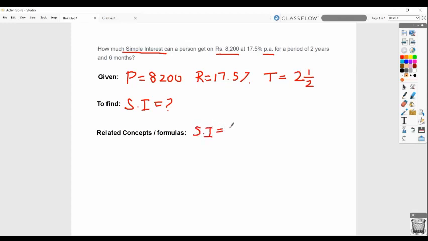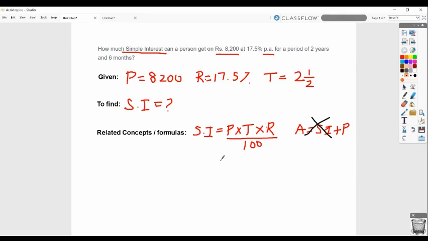Simple interest is equal to principal times time period times rate over 100. Do we have any other formula in this chapter? Yes, we have. Amount is equal to simple interest plus principal. If you notice, we don't require this because the question is only about simple interest. Now we wrote all the formulas from this topic, but we know which is to be used. Now, it is just plug and play.